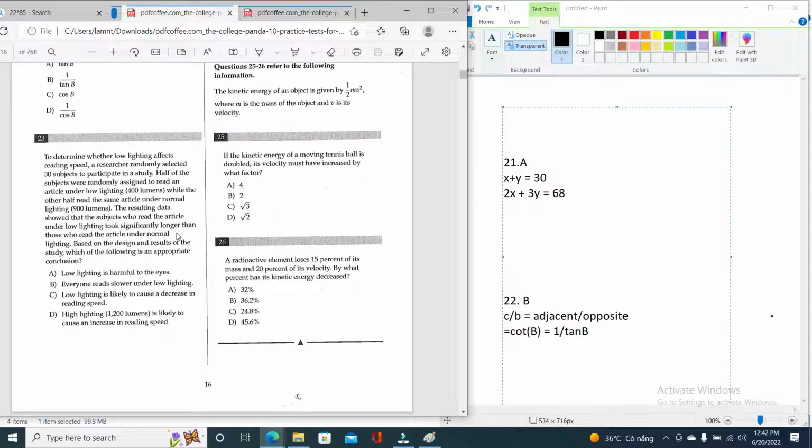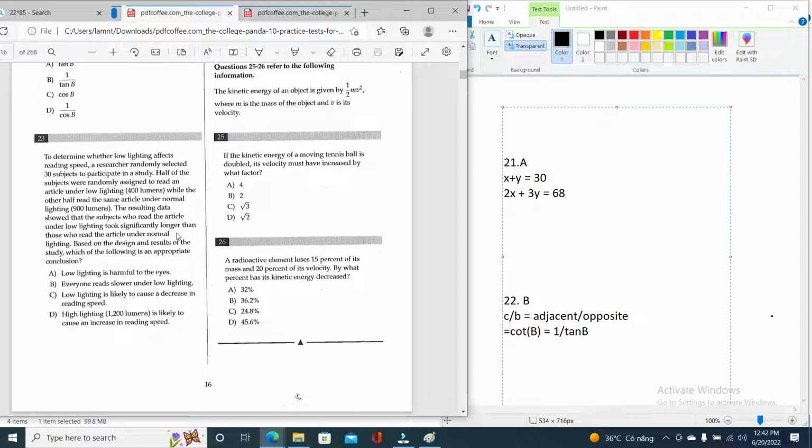23. Okay, so it's low lighting effect versus reading speed. To determine the low lighting effect on reading speed, a researcher randomly selected 30 subjects to participate in the study. Half the subjects were randomly assigned to read an article on low lighting, 400 lumens, while the other half read the same article on normal lighting, 900 lumens. So it's talking about the intensity of the light.